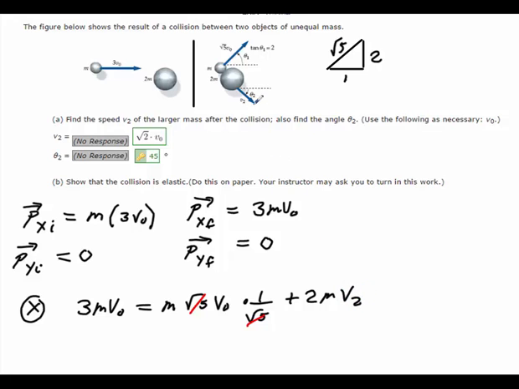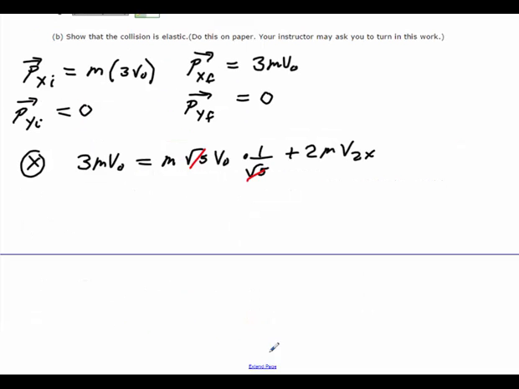Now instead of using the cosine, I'm just going to say v2. I'm going to make this into the v2 in the x direction. And at the end, we'll go ahead and figure out what the angle is going to be. Now we'll go back to the y. We know that it has to equal 0.